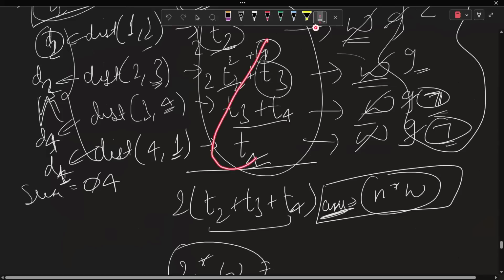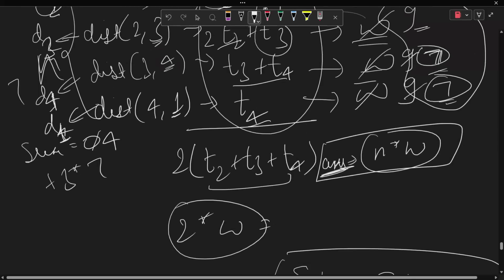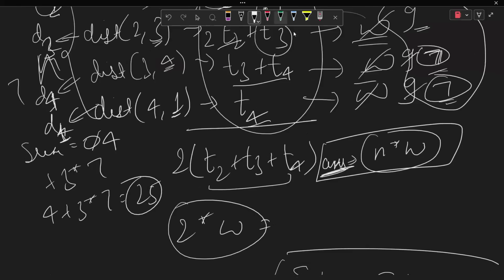And for the remaining, there are 3 Ds where there is at least one unknown. So I would say plus 3 times the remaining weight. The remaining weight is 7 now. So plus 3 times 7. So my final answer is 4 plus 3 times 7, which is 25 after the first case.